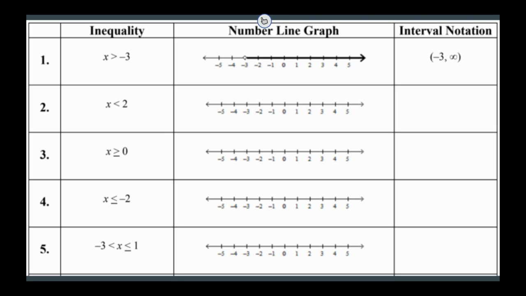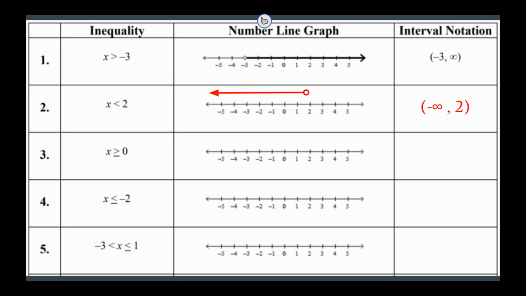So when x is less than 2, what kind of circle are we going to have on our number line? Open circle, and which way is it going to point? To the left. Okay, and then interval notation, we're going left to right, so it'll be negative infinity, the parenthesis, all the way up to 2 for the bracket. No. No, another parenthesis.